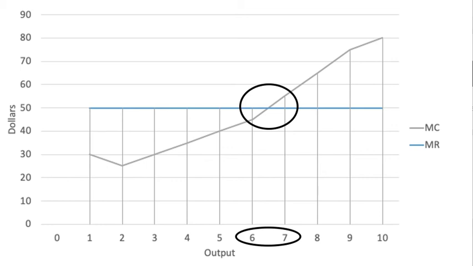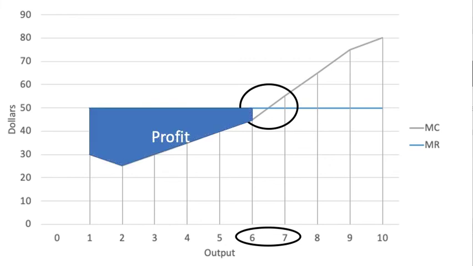So our choice in this scenario is to produce only 6 units, because if we go beyond 6 and get to the 7th, we get into loss territory. This graph depicts our profit-making scenario, where wherever marginal revenue is greater than marginal cost, that depicts a profit. All that blue shaded area is our profit.